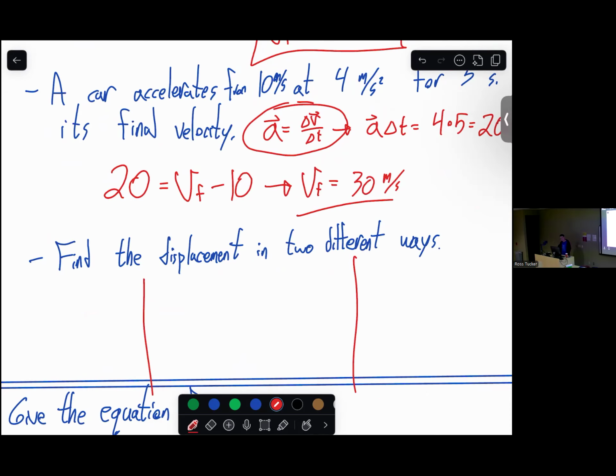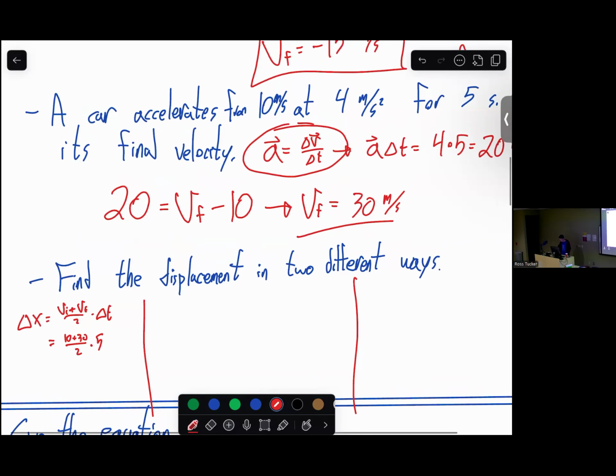I already have one equation for displacement. Displacement equals average velocity times time interval. I just found the final time. Initial velocity was 10. Final velocity is 30. The average of 10 and 30 is 20. 20 times 4 meters per second squared times 5 seconds, plugging in the numbers that I gave above. 20 times 5 also goes by the name of 100 meters. Okay, that's one way to do it.